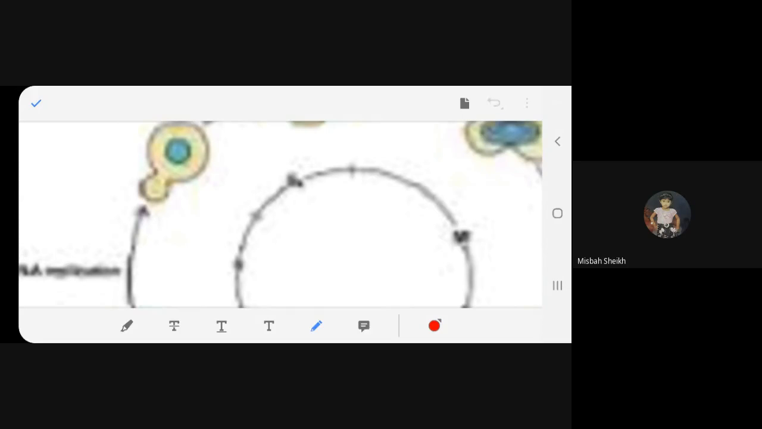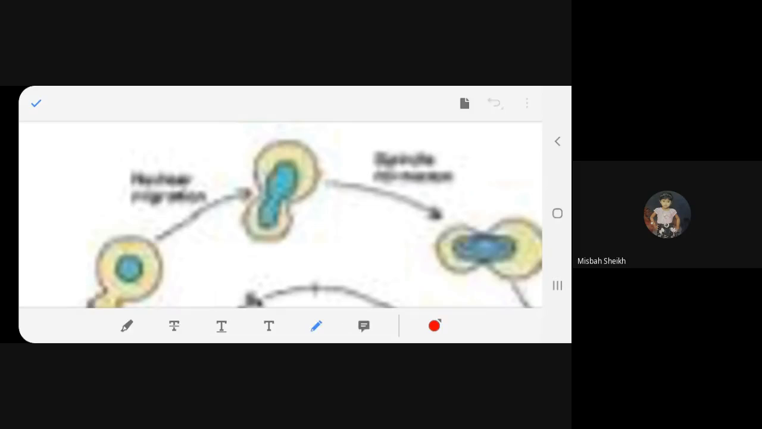The size is increased. Again you can see it is becoming big.